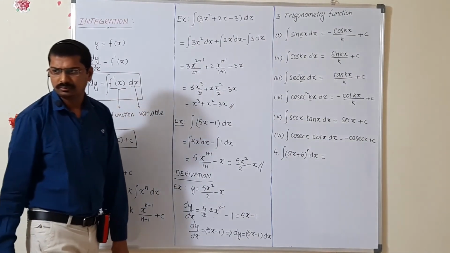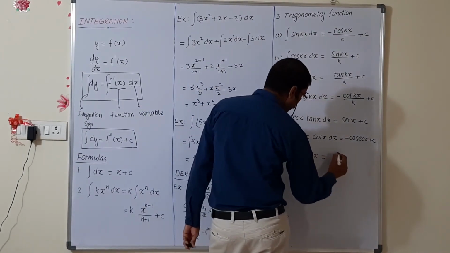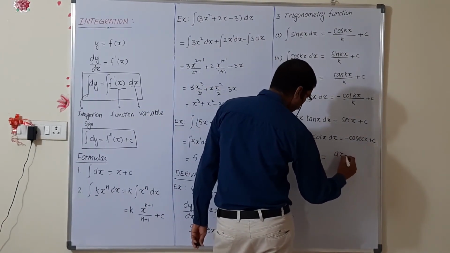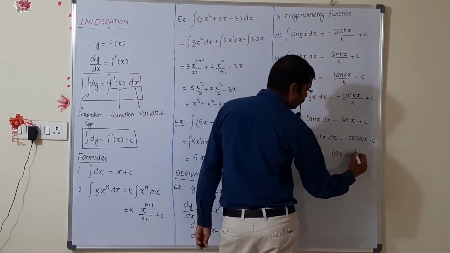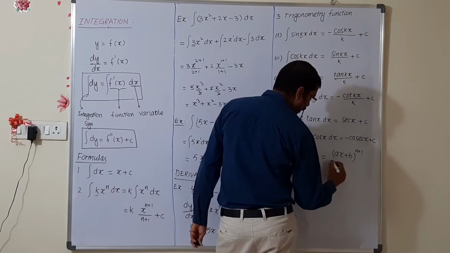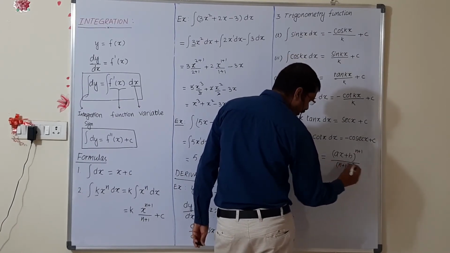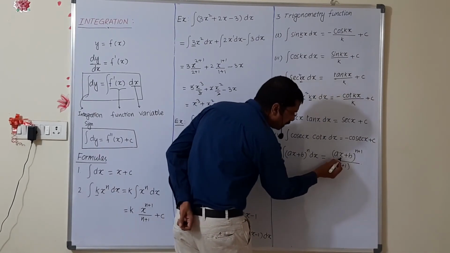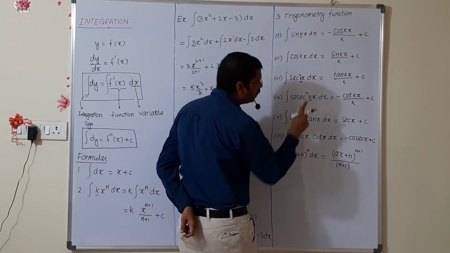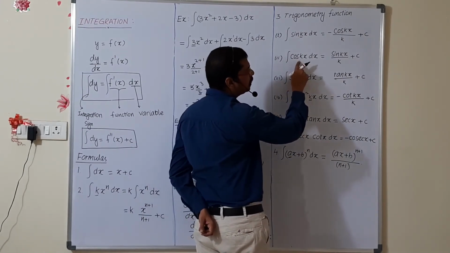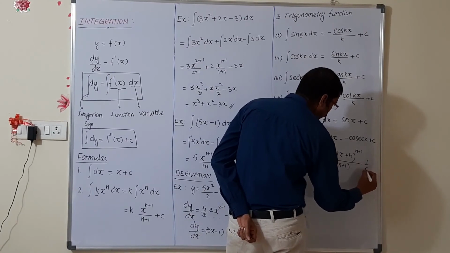Here, what can we write? As it is, we write (ax plus b), the power n should be added with 1, and the same new power goes in the denominator. But this x is a component of a, and a is a constant. The constant we write in the denominator, so you can write 1 by a.